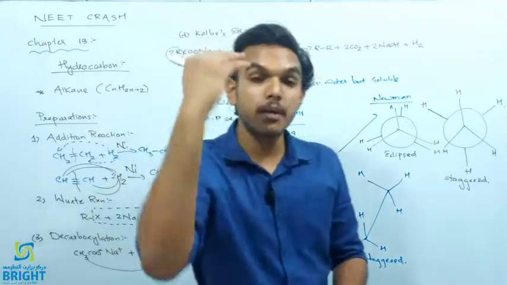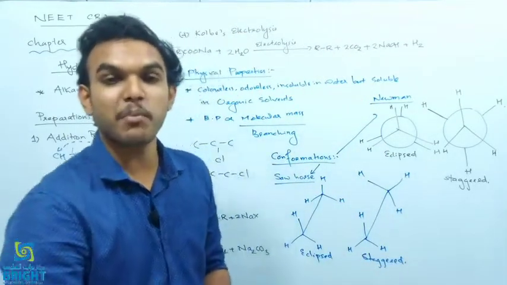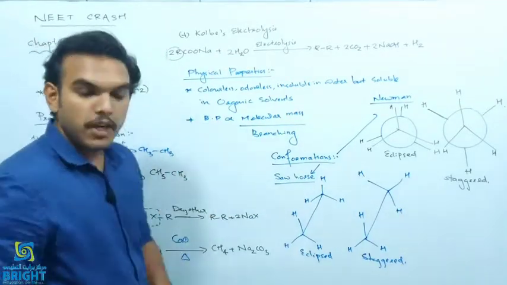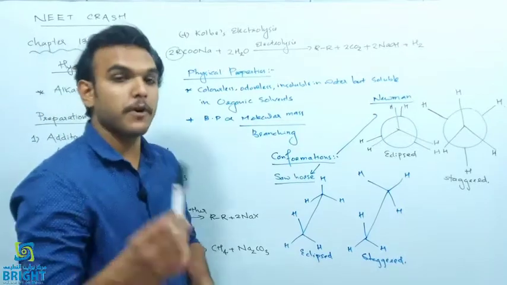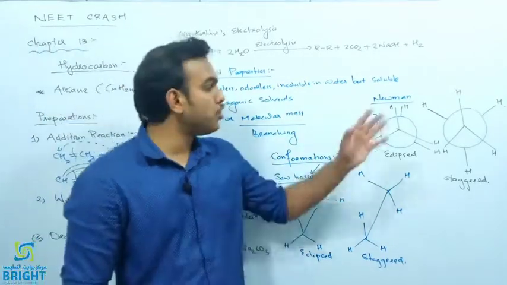Boiling point is directly proportional to molecular weight and inversely proportional to branching. Is that clear? Then we are going to conformers. There are two types of conformation that we are going to study: the Sawhorse projection and the Newman projection.